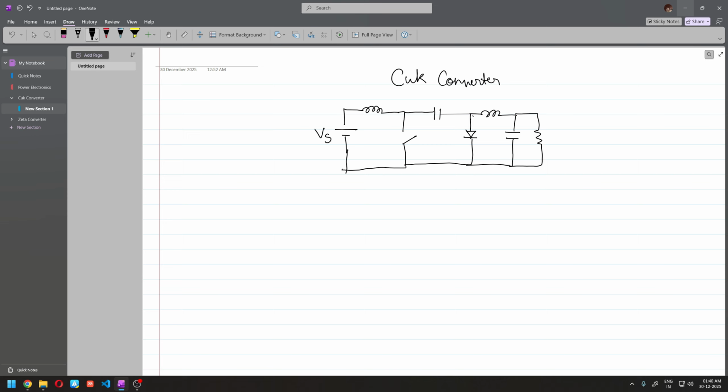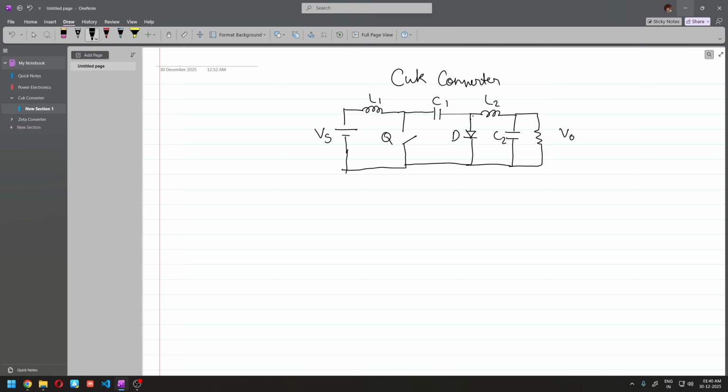So yeah, that's the circuit, and let's just give it notations. This is Vs, our supply voltage. This is V naught, our output voltage, and L1, L2, C1, D, C2, and we can call this Q, which is our switch. So we have the circuit now.